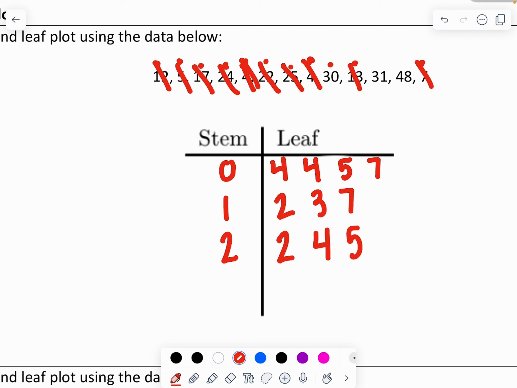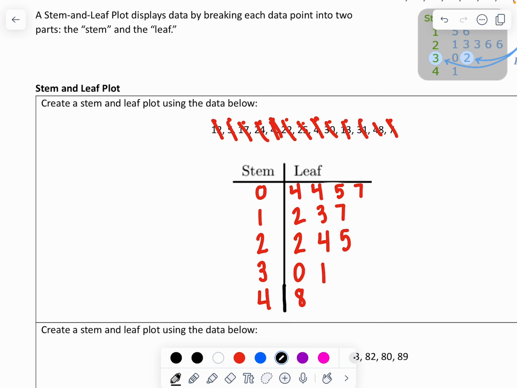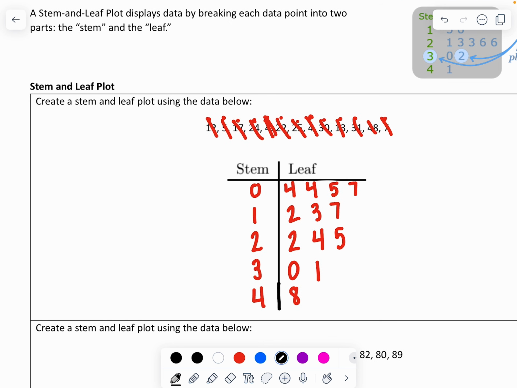And then we have 30 and 31. So I'm going to have my 3. And for the 30, to represent that, I put a 0. And for 31, I put a 1. You always got to put them in order. And then the last one is 48. And so I put a 4 and an 8. I'm going to draw that. And so my stem and leaf plot would look just like that.